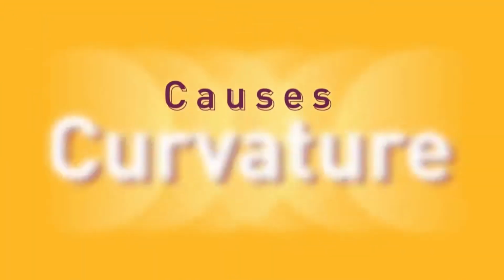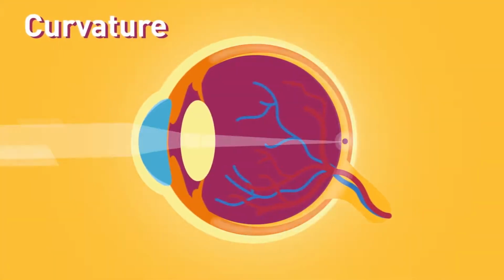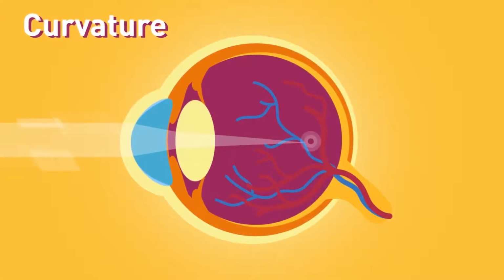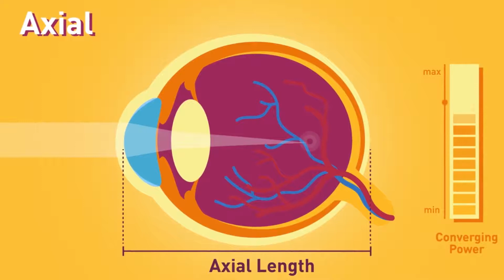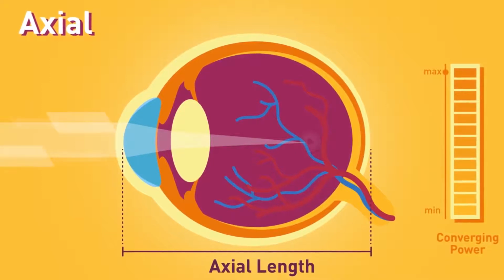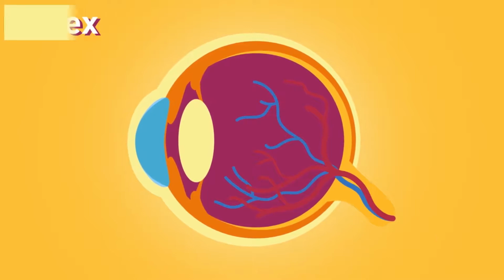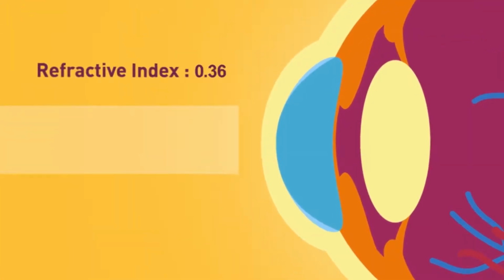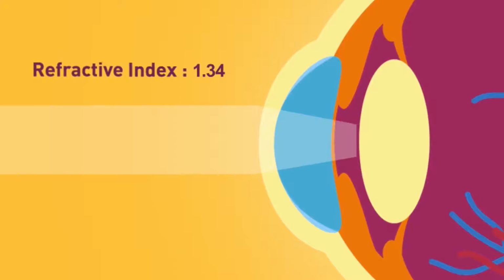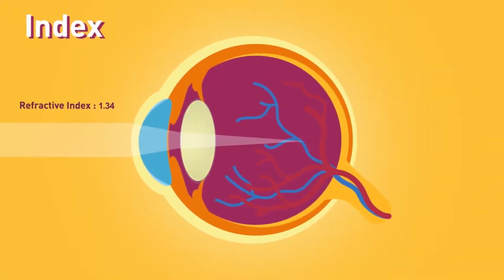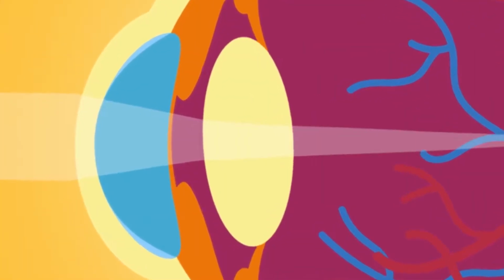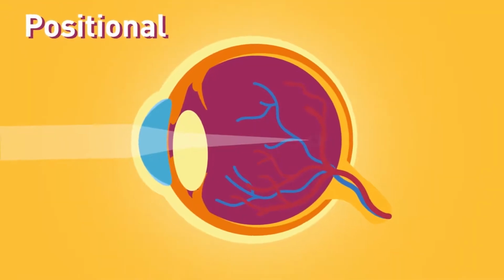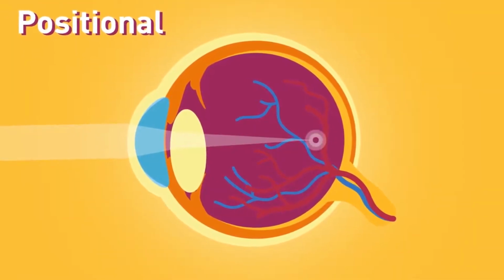Causes. Curvature. Increase of curvature of the cornea or lens causes light rays to be focused in front of the retina, and hence myopia occurs. Axial. Increase in axial length of the eye increases the converging power and causes light rays to be focused in front of the retina. Index. Increase in refractive index, i.e. light bending, focusing power of the lens, for example in cataract. Positional. Anterior displacement of the lens, e.g. after trauma. This again causes light rays to be focused in front of the retina.